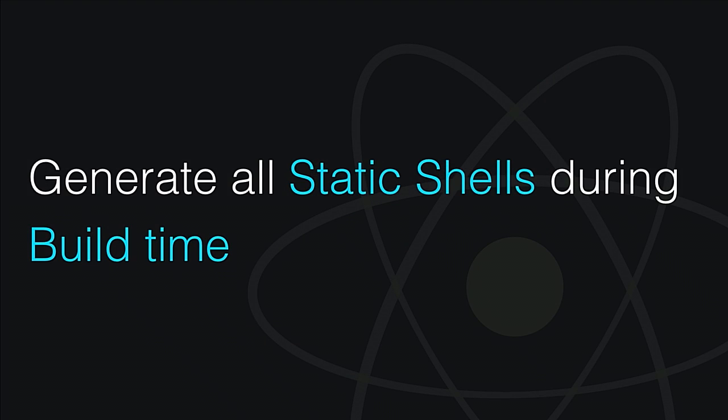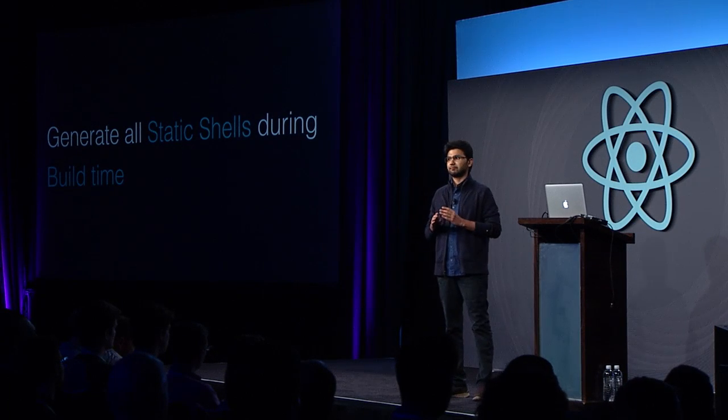Now, the good thing about app shells is that they're completely static, right? They don't have any dynamic elements to them. So that means we could generate all of these app shells during build time. So we shifted all the heavy lifting to build time, and at runtime, when a request comes in, we just serve the HTMLs as is. There's no processing. So we have eliminated all server-side processing time.